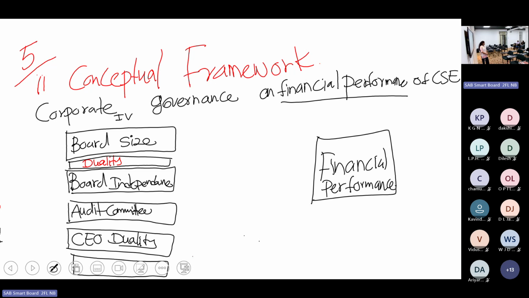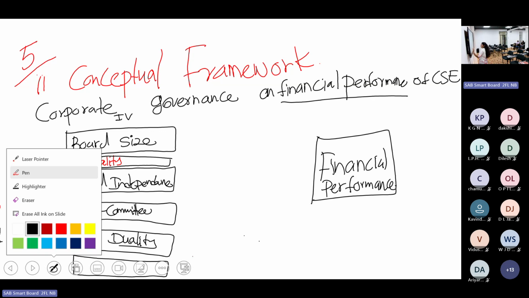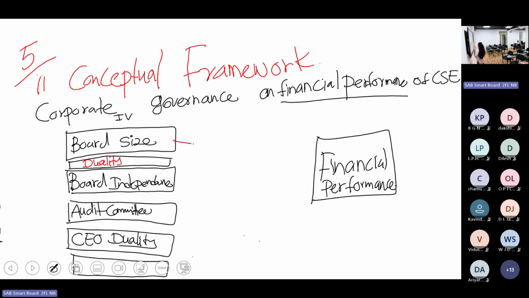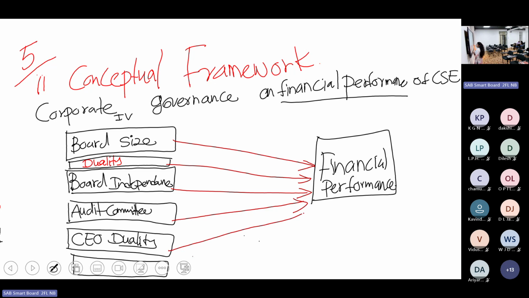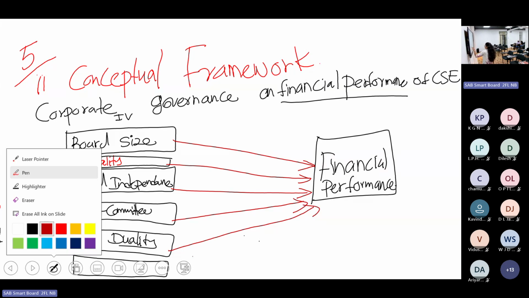Now you have to think. How can we link them? This side is dependent, this side is independent. You have to use arrows. Link board size with the financial performance, board independence with the financial performance, audit committee, CEO duality, and leverage.